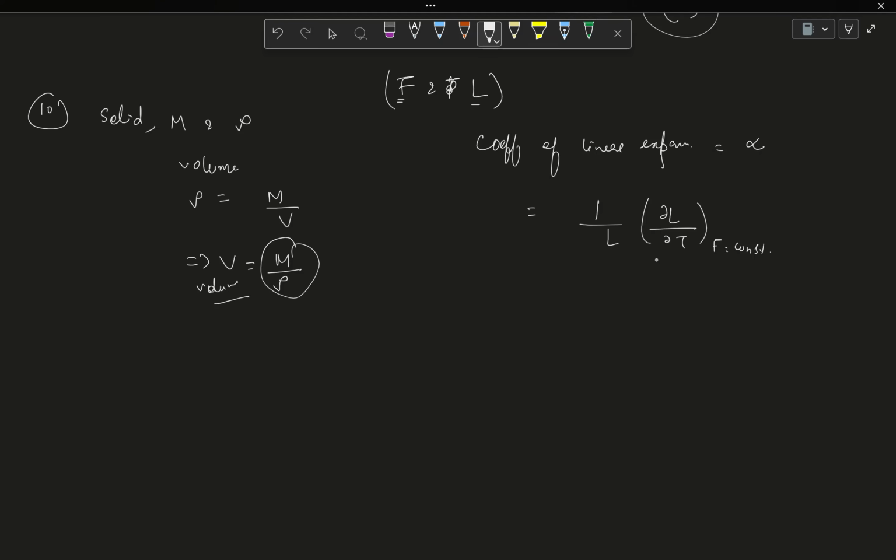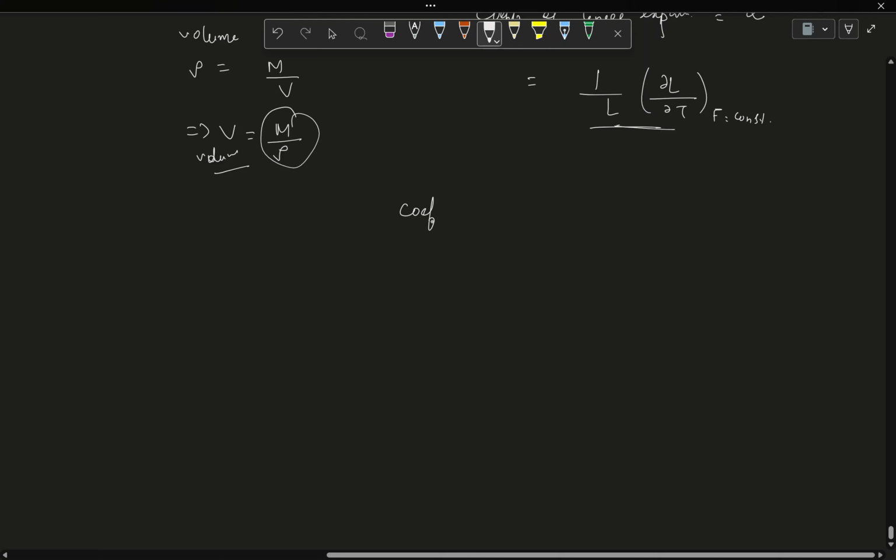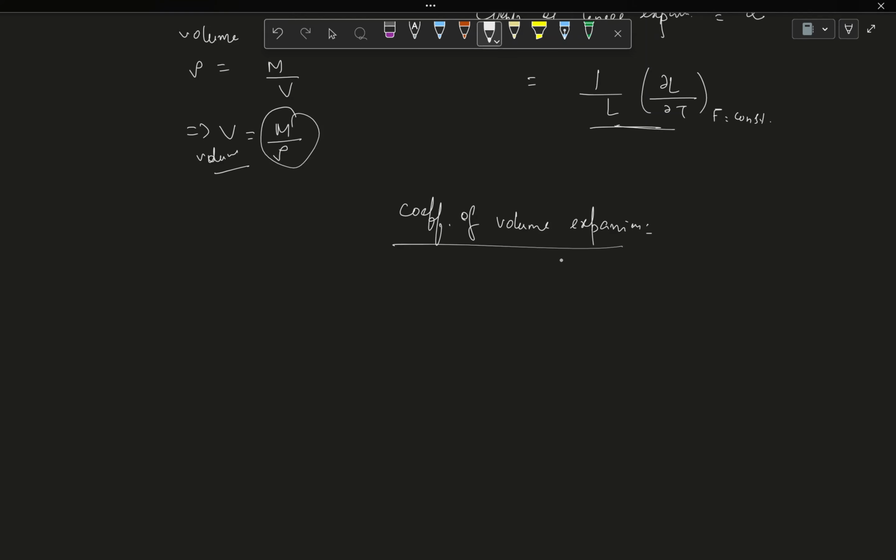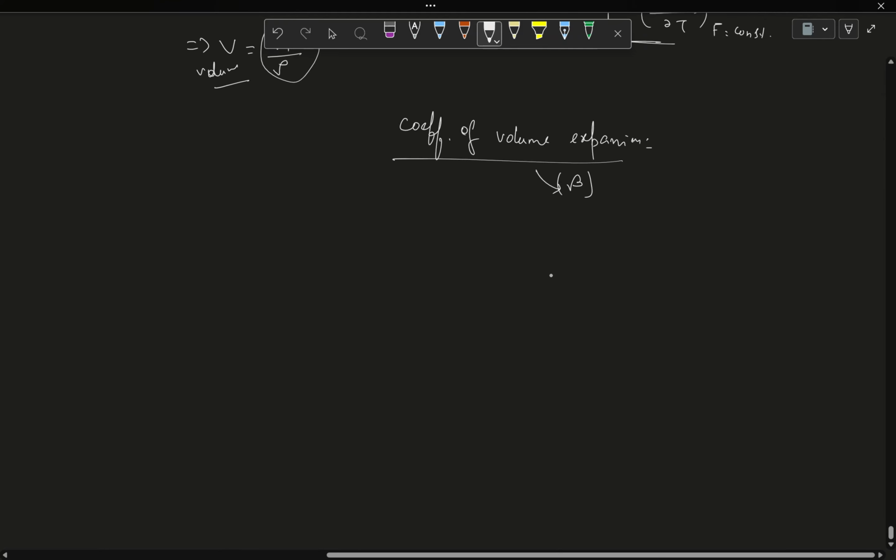Now from here you can easily get the coefficient of volume expansion, because here we also have to deal with volume, because ultimately it is mentioning this whole rho and m, so the volume gets involved. So better let us calculate the coefficient of volume expansion, and you will know why I am solving for this, because there is a connection that you'll see. So the coefficient of volume expansion, let us call it beta, which is the standard sign we use for coefficient of volume expansion.